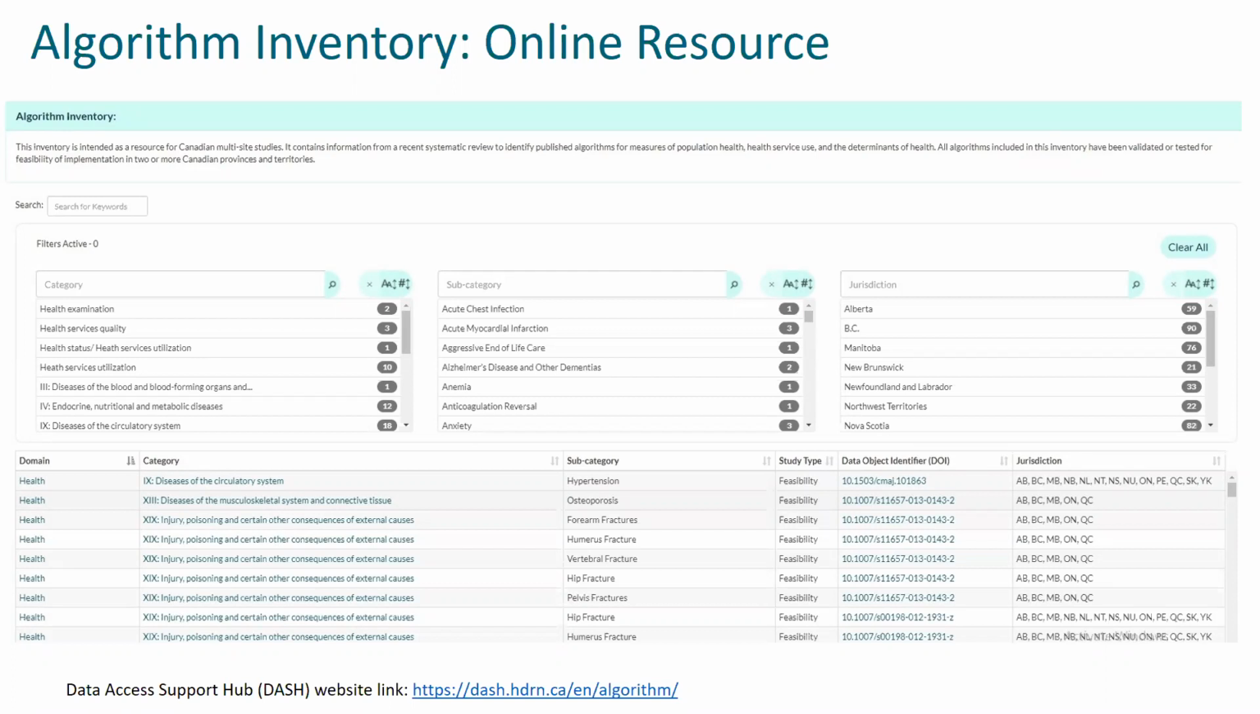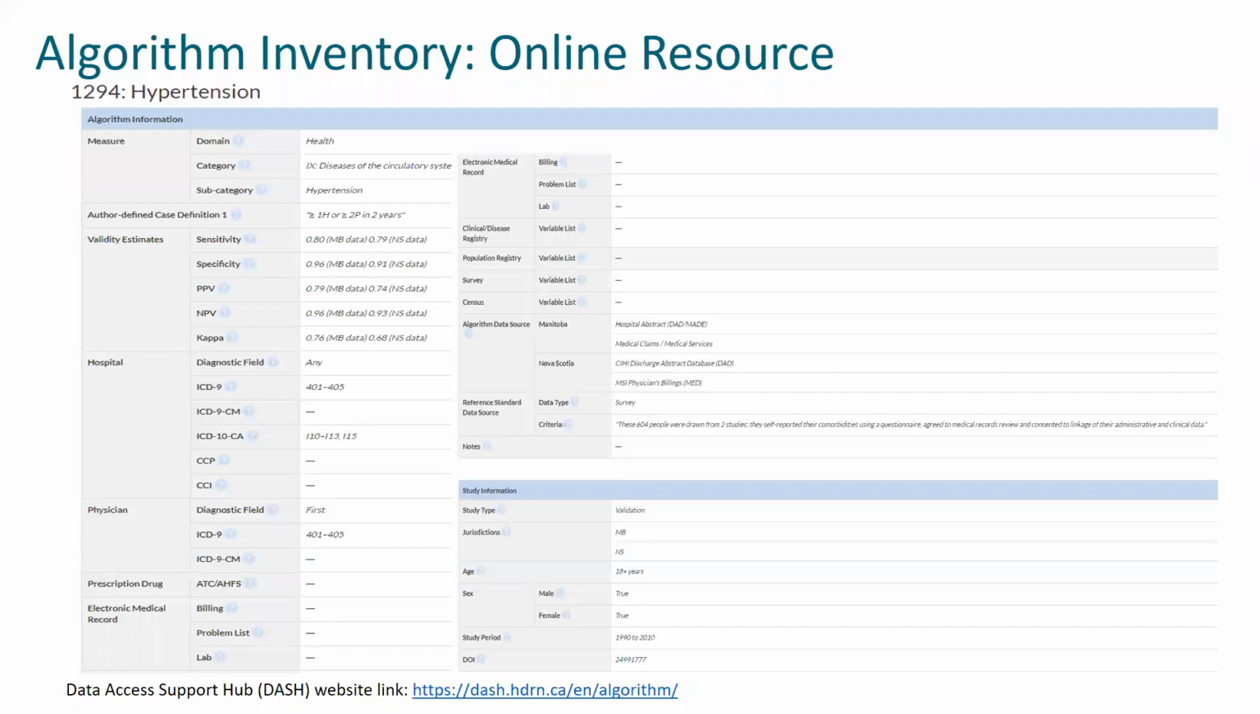And then it's also possible to search on the jurisdiction that was represented in the validation or feasibility work that was undertaken. There's a link with each of the articles that was extracted and the algorithm that's subsequently recorded so that individuals can go back to the original source to look at the attributes of the information themselves.